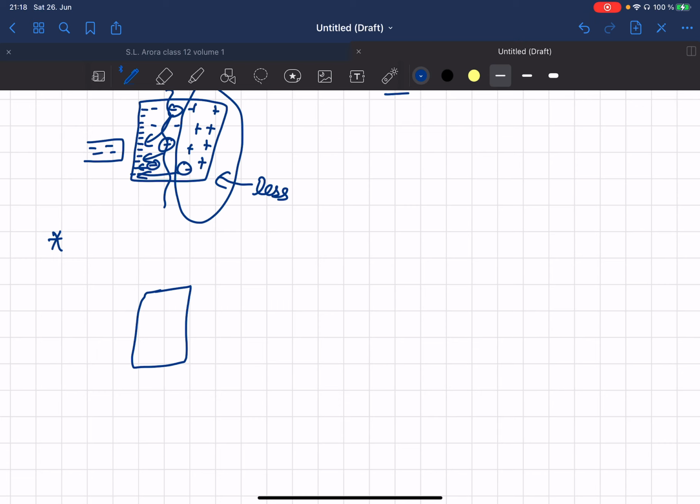Let's say I rub my head with the scale. Okay, I rub my head with the scale. Let's say I develop positive charge. We don't know which charge I develop. Okay, and I bring it close to this.